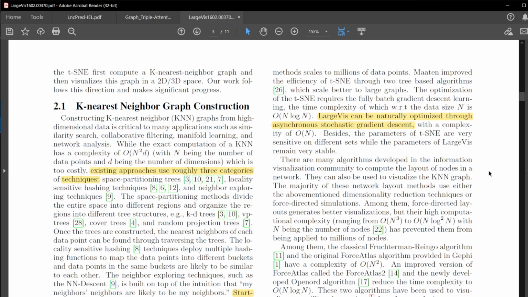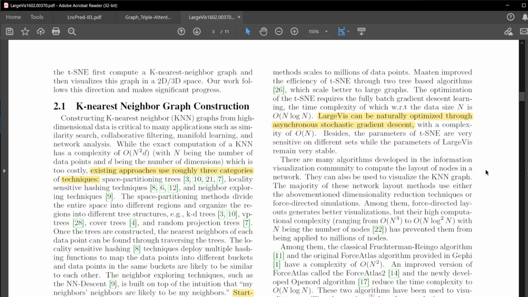There are many algorithms developed in the information visualization community to compute the layout of nodes in a network. They can also be used to visualize the KNN graph. The majority of these network layout methods use either the above-mentioned dimensionality reduction techniques or force-directed simulations. Among them, force-directed layouts generate better visualizations, but their high computational complexity, ranging from O(n^3) to O(n log^2 n), with n being the number of nodes [22], has prevented them from being applied to millions of nodes.